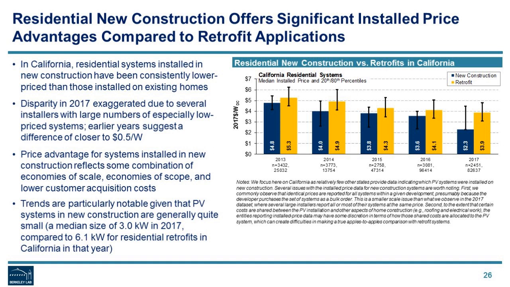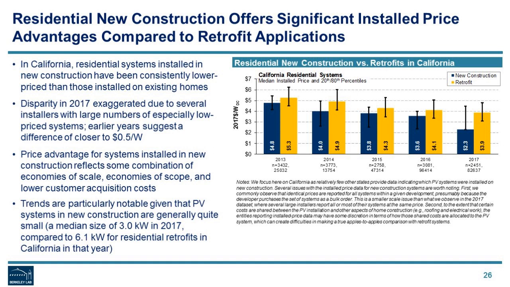So to verify those expectations, the figure here focuses on California, where we have the most data on PV in residential new construction, and it shows that indeed prices do tend to be quite a bit lower for new construction than for retrofits. The difference in 2017 is actually very large, and for various reasons I wouldn't place too much emphasis on those specific numbers, but the trend is definitely consistent across time.